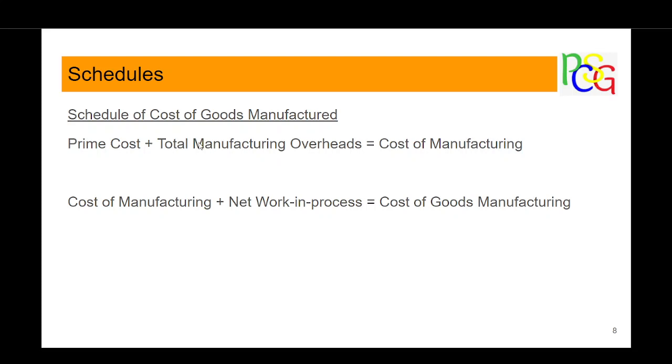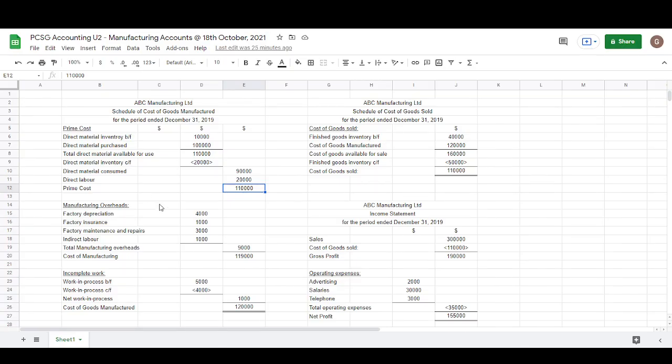The next thing, according to our equation, is that we need to find our total manufacturing overheads. I gave you four overheads: factory depreciation, factory insurance, factory maintenance and repairs, and indirect labor. The ordering of these line items doesn't matter a great deal. If you prefer, you can order them similarly to the prime cost section, where you have indirect material first, then indirect labor, and then other indirect costs. But as I said, it doesn't really matter. It's all the same thing.